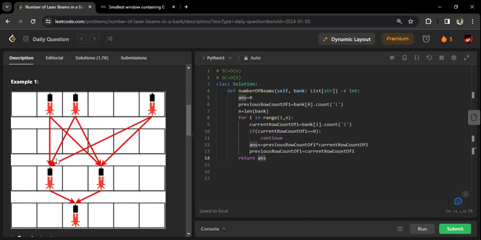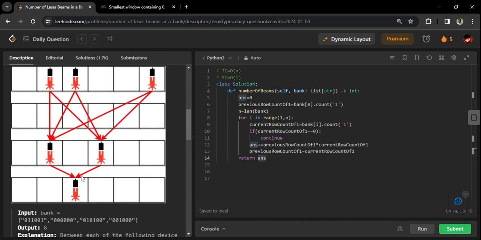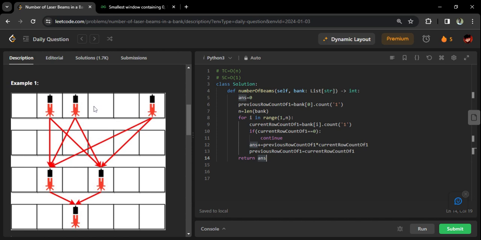So suppose this is row 1, row 2, row 3, and row 4. If I talk about the number of beams coming to row 4, I need the number of devices in row 3. In this case, I'm not bothered about how many devices are there in the first row. That is not of use to me. Only the very previous row which has a device is of use to me. So when I talk about row 4, I only need to know how many devices are there in row 3. As simple as that.